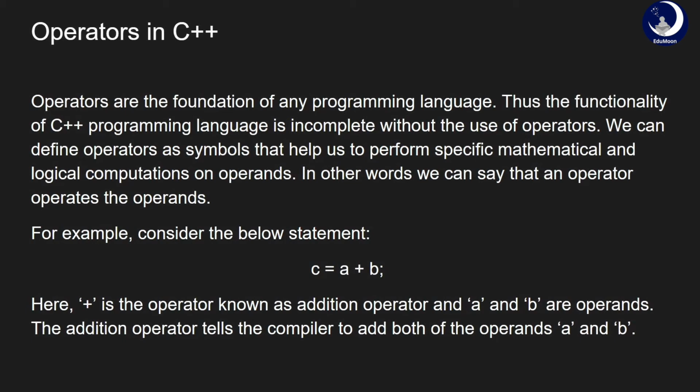For example, consider the below statement. C is equal to A plus B. Here plus is the operator known as the addition operator, and A and B are operands. The addition operator tells the compiler to add both operands A and B, and the result is stored in the variable C.